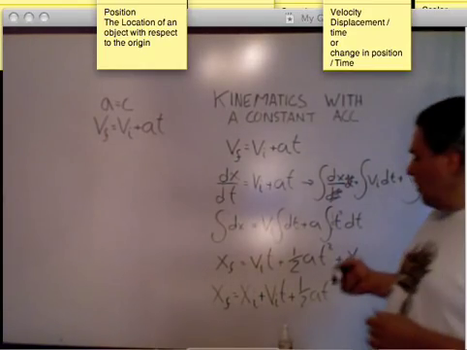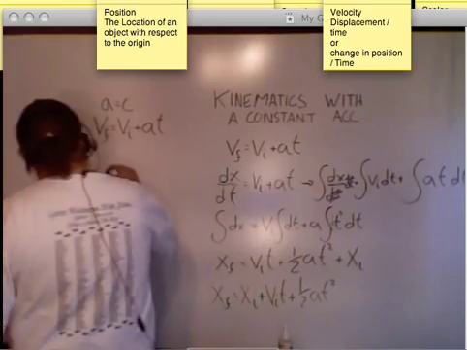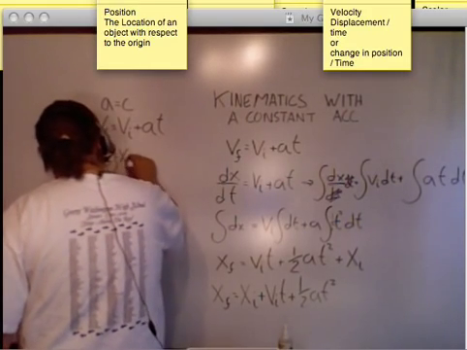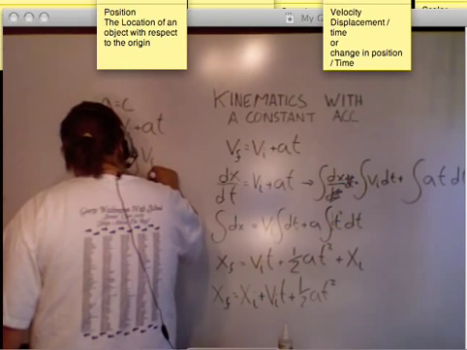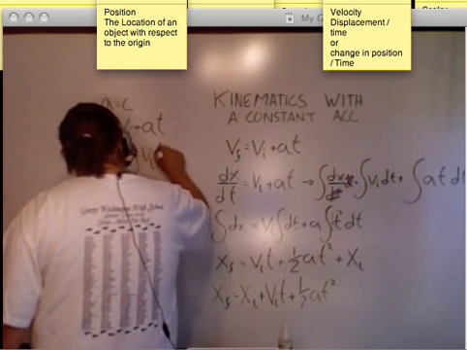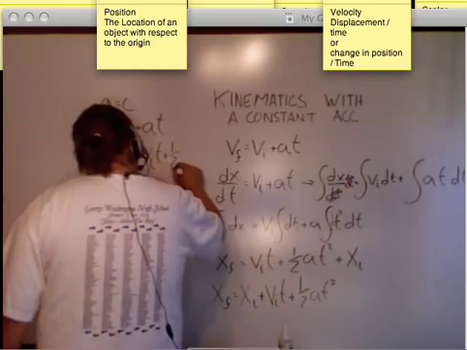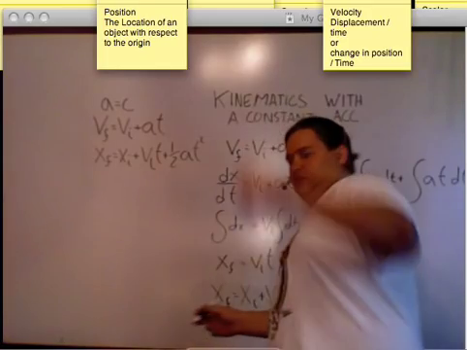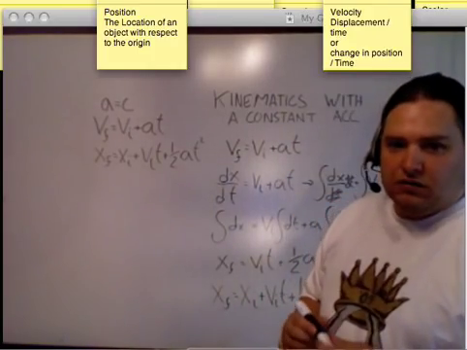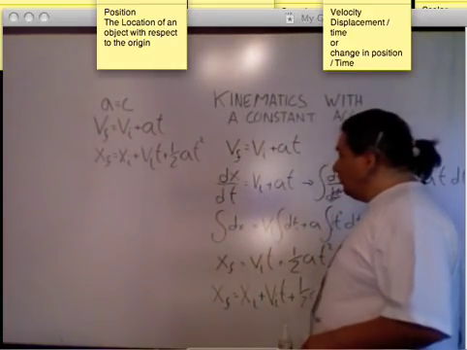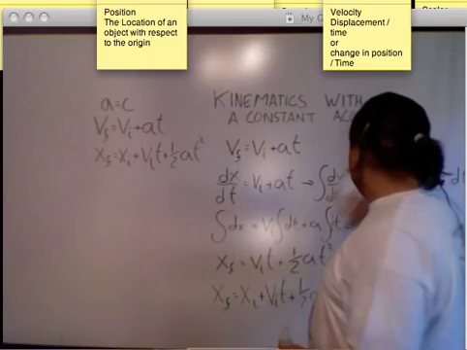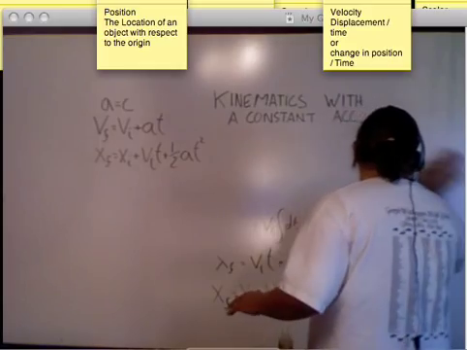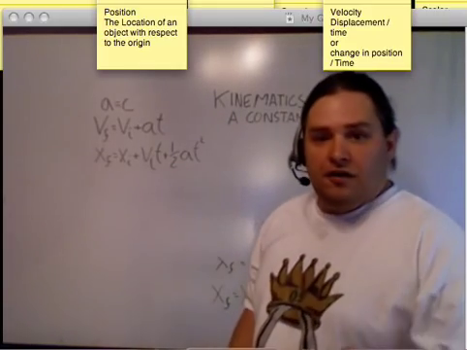Okay, so my third equation. Whoa! Just about fell over there. Okay, there's my third equation. Cool. I'm going to erase this real quick. Oh, and that's it. I'll give you one more equation.